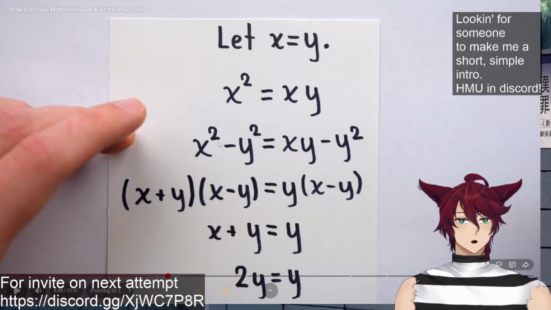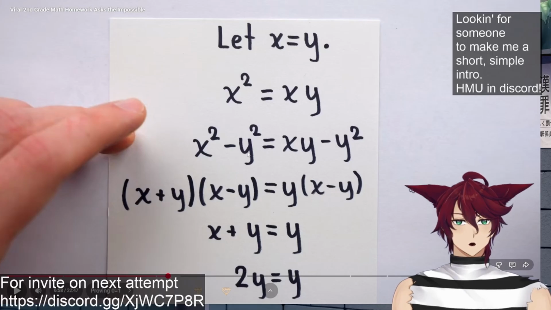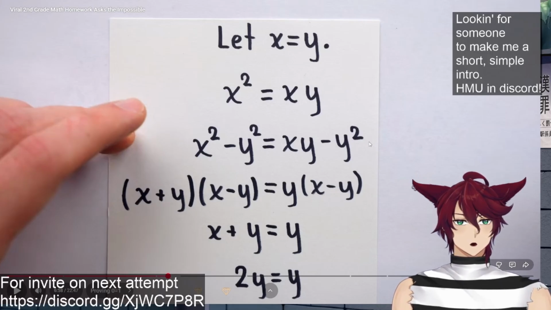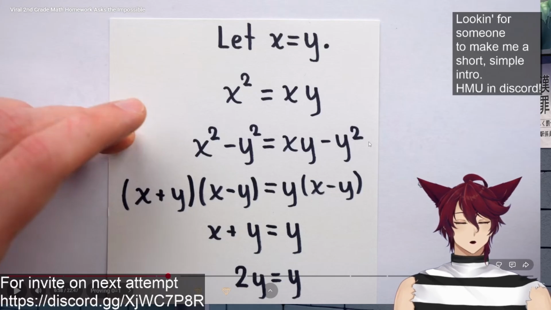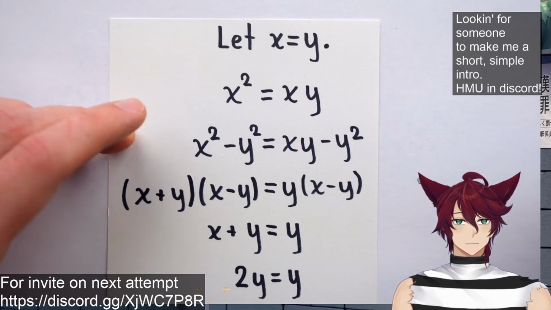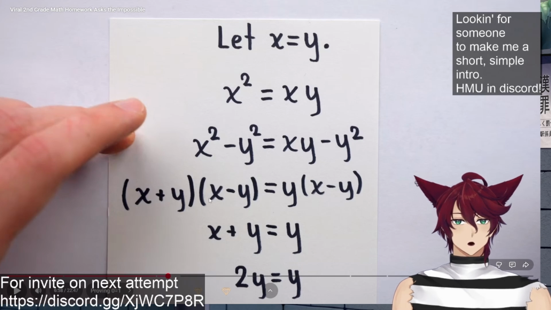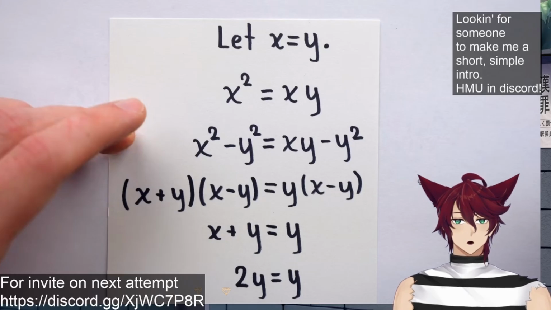I forgot what we did here. We subtracted x squared from both sides, so it should still be equal. And then here, this difference of squares part is where it gets funky.